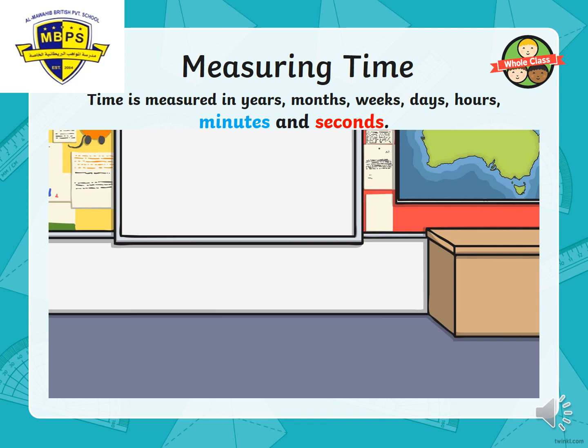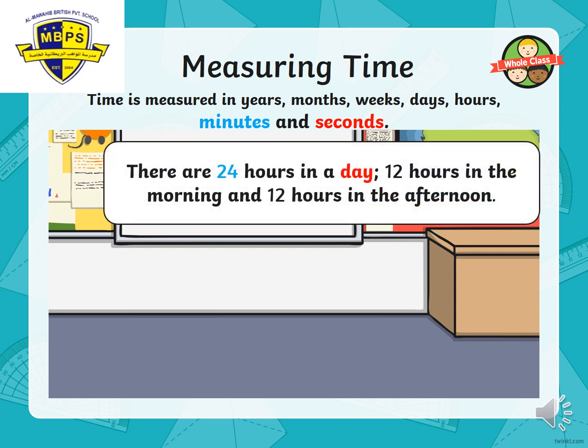Measuring time. Time is measured in years, months, weeks, days, hours, minutes, and seconds. And you can notice here I started with years, which is the longest unit of time, and the last one is second, which is the shortest unit of time. But what we want to know, if we think about our day, in one day we have 24 hours.